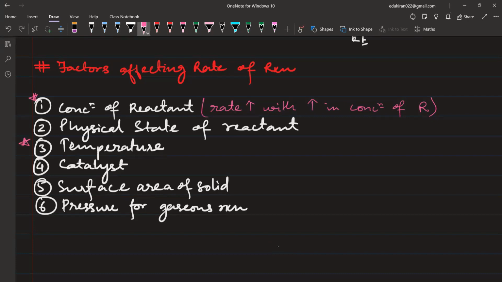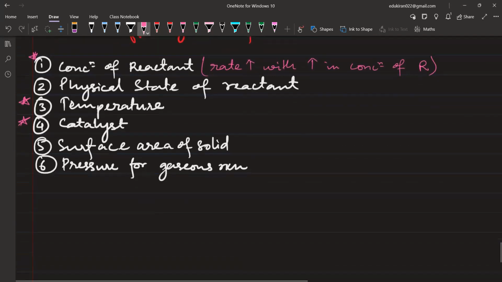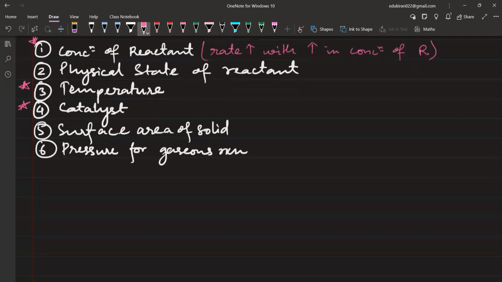Okay. Now, in this case, we have already done concentration of reactant, which is important. Temperature is another thing which is important that we are going to do. Catalyst we have already done. Catalyst is something that is also important and we have to understand it. The rest of these things, physical state, surface area of solid and pressure of gaseous reaction, are not very important. जिसको NCERT ने ऊपर से मतलब टच भी नहीं किया है. They have just written 1 or 2 sentences about it. That's it. ठीक है. So concentration of reactant we have already done. So we'll start with the second one, that is the physical state of reactant.